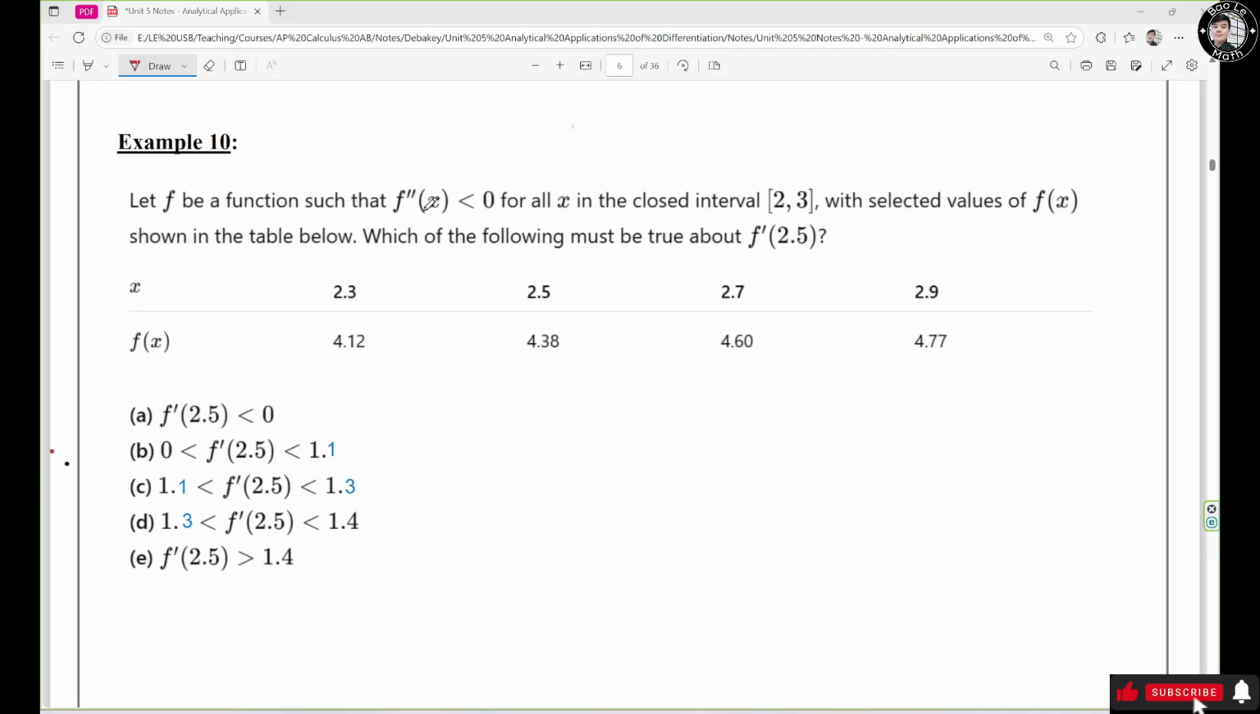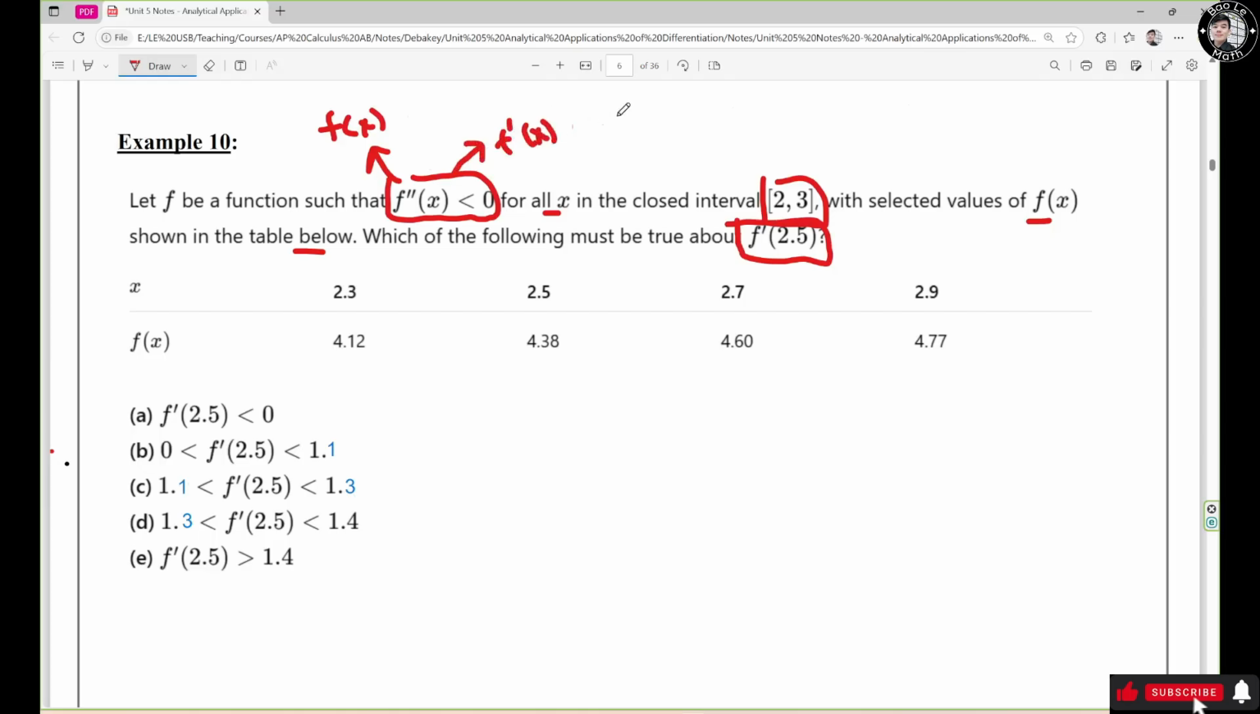Let f be a function such that f''(s) is less than 0 for all s in the closed interval 2 to 3, with selected values of f(s) shown in the table below. Which of the following must be true about f'(2.5)? Alright, now since f''(s) is less than 0, it tells us that the function f(s) is differentiable and continuous, right? And also f'(s) is decreasing, right? So we're going to use the mean value theorem, right?